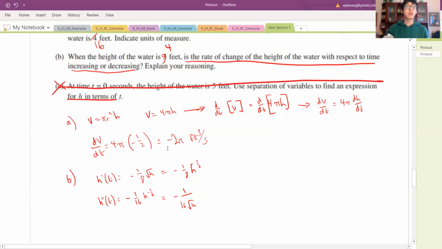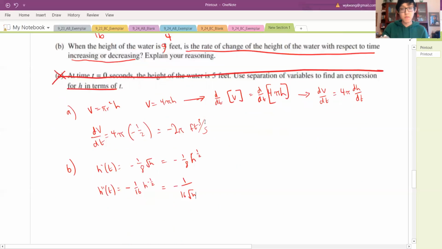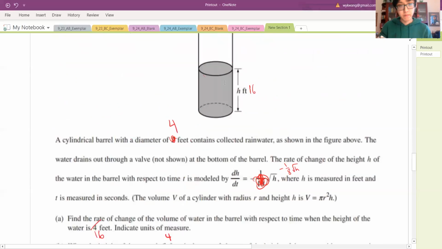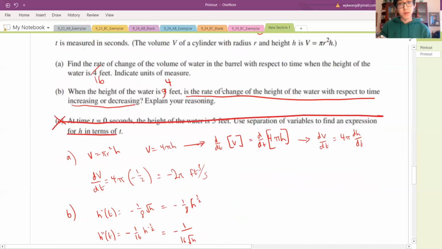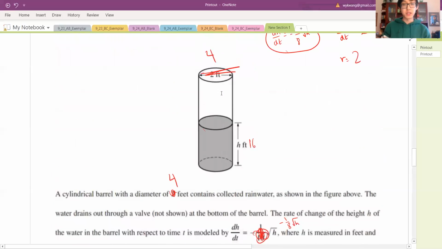Actually, this is a good way to think about it in case this part is confusing you. It's like when we learned about position, speed, and acceleration. Position, we already know what the position is, the height. Now speed, that's dh over dt. So that's how fast is the water, like is the water leaking out? How fast is the level of the water going down in the cylinder? That's speed.